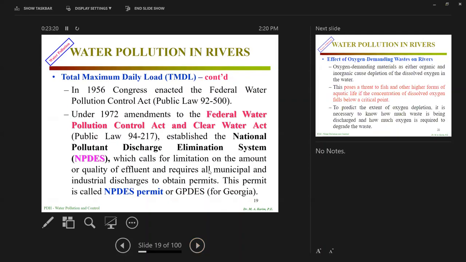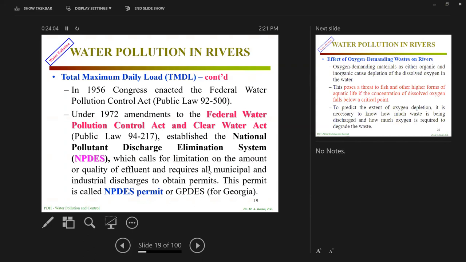So in 1972, Congress enacted the Federal Water Pollution Control Act, public law 92-500. Under the 1972 amendments of the Federal Water Pollution Control Act, they established the National Pollutant Discharge Elimination System, called NPDES. So NPDES is a permit system that allows you to have any kind of discharge. I mean, you can have a discharge, but you have to have an NPDES permit to do that. An NPDES permit requires that you take samples, do monitoring and testing of different parameters, and submit the report, most of the time quarterly, depending on the size and other things. It could be monthly, half-yearly, or yearly.